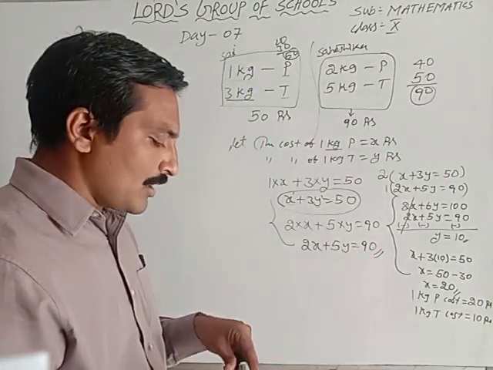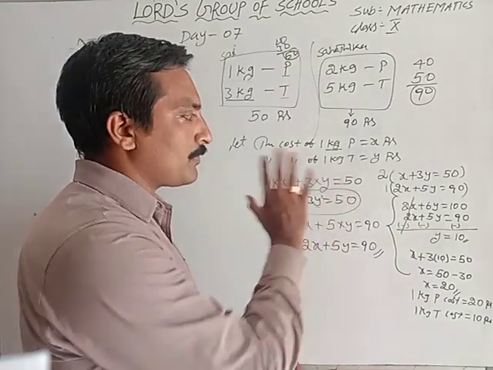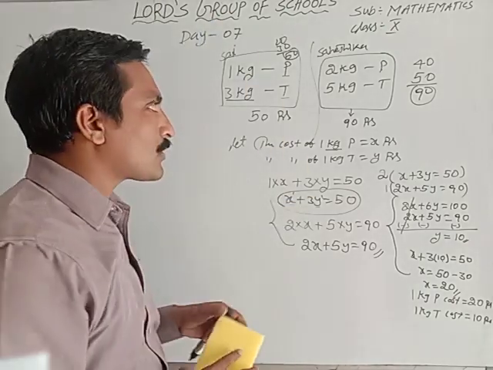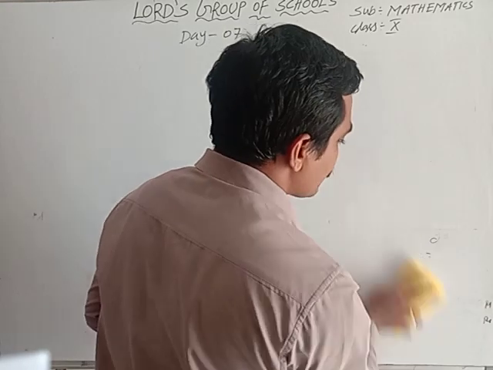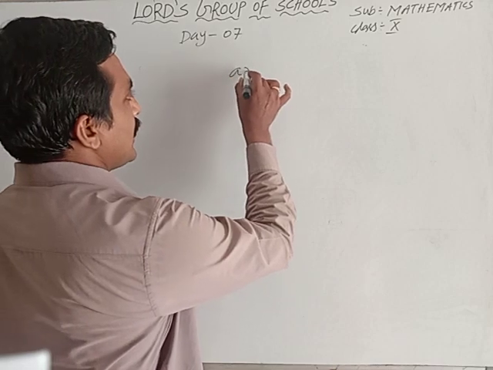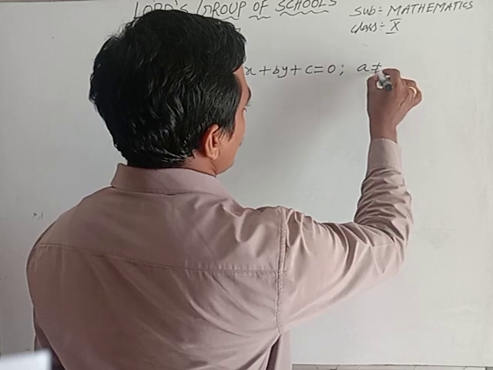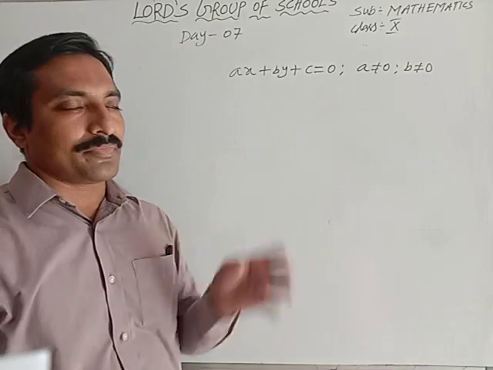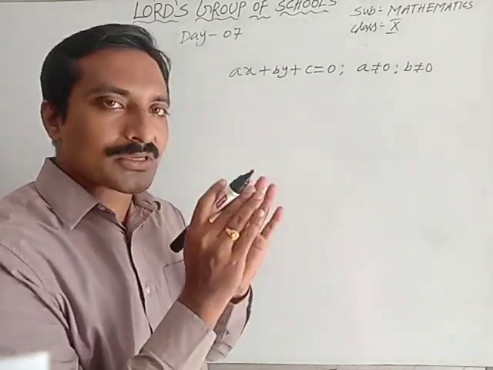Now, next, how to prepare the linear equation, you only have to learn from this particular point. If we take any equation, for example, ax plus by plus c is a linear equation in two variables. ax plus by plus c is equal to 0, where a is not equal to 0, b is not equal to 0. Now every linear equation, one variable or two variables, is only one straight line.